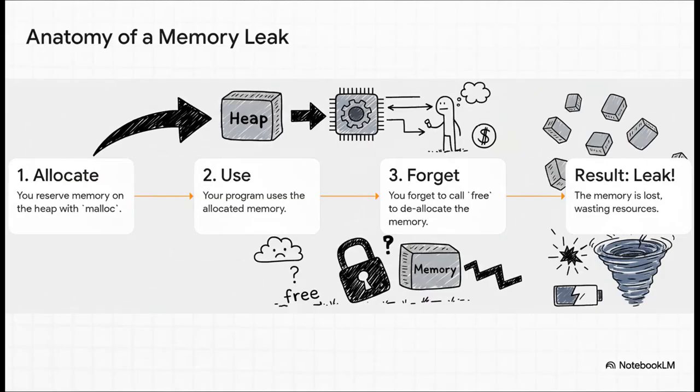Hey, remember that heap memory we talked about? The stuff you have to manage yourself? Well, here's the danger. You use malloc to ask the system for a chunk of memory. Great. You use it, and then you forget to call free to give it back. That memory is now orphaned. It's lost. Your program can't use it anymore, but it's still technically checked out. That's a memory leak. And it's like a slow poison for your application. It just eats up resources until eventually, boom, crash.